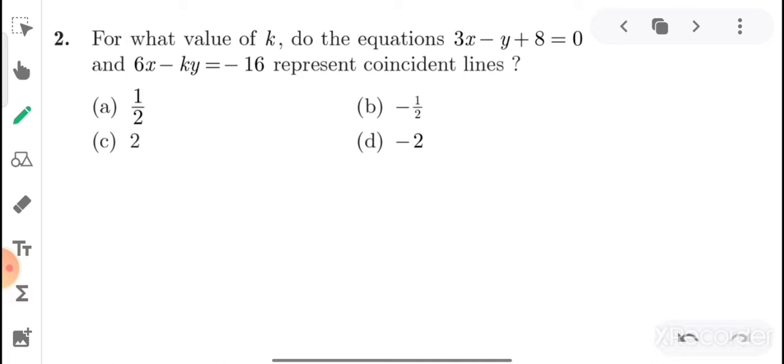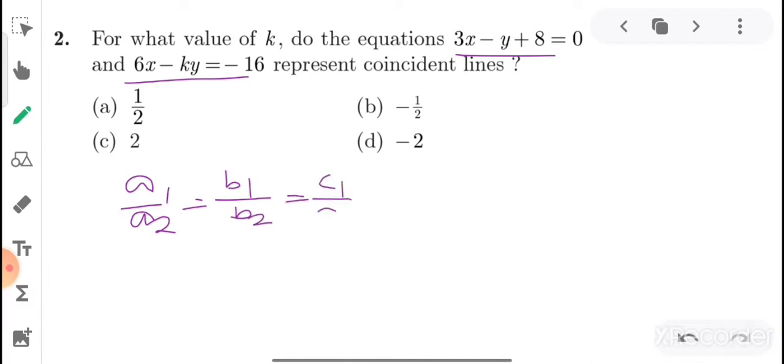For what value of k do the equations 3x minus y plus 8 and 6x minus ky minus 16 represent coincident lines? Coincident lines means these two equations coincide with each other, then there will be infinitely many solutions of these two equations. Then what will be the condition of this situation? Then we have to write a1 by a2 equal to b1 by b2 equal to c1 by c2 for infinitely many solutions. Here a1 means coefficient of x and a2 means coefficient of x in the second equation, and so on, like y and constant term.